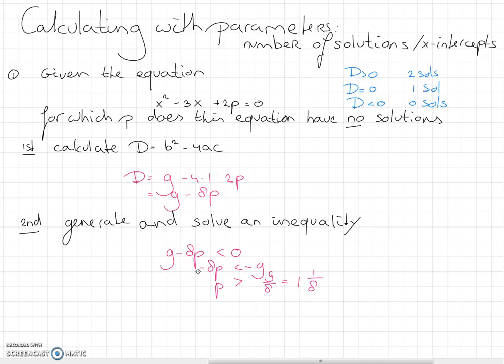Note that because in this last step we had to divide by a negative number, negative 8, we had to flip the sign. So this answers the question that for p larger than 9/8, the equation has no solution.